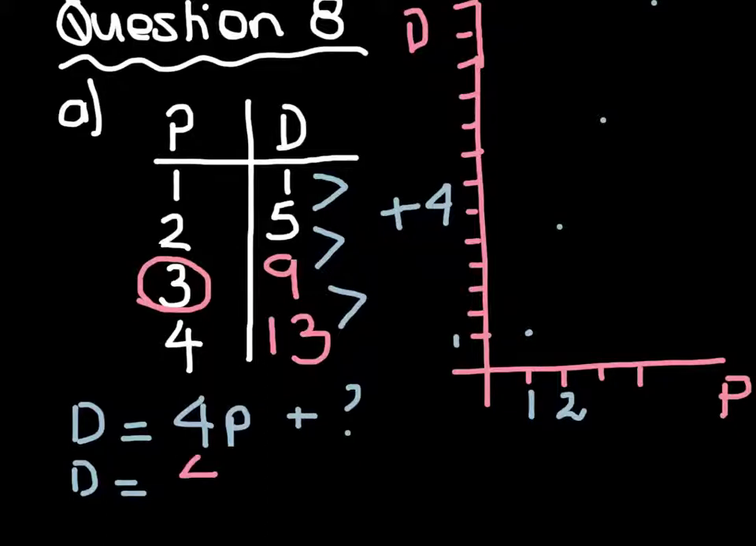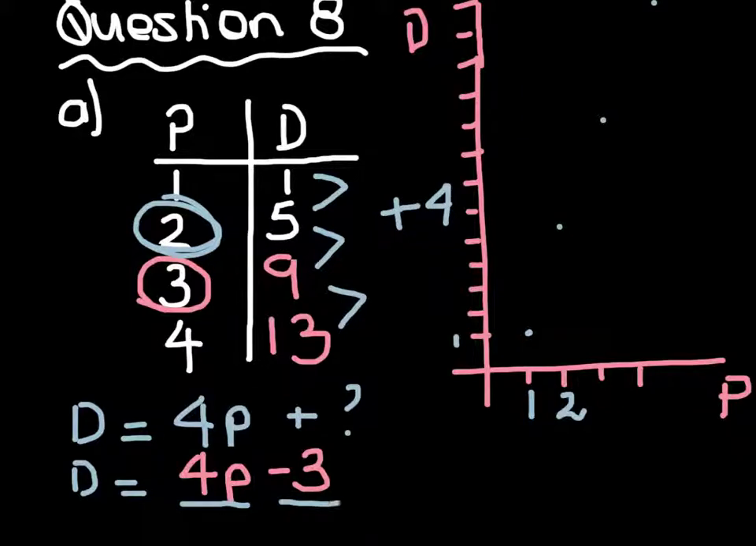Okay, 4p, 12 to 9, I'm going to subtract 3. Alright, so my rule is the number of diamonds equals 4 lots of the pattern minus 3. Let's just try it for one of these. If my pattern number is 2, 4 times 2 is 8, minus 3, does it give me 5? Yes, it does, so I know it's right.